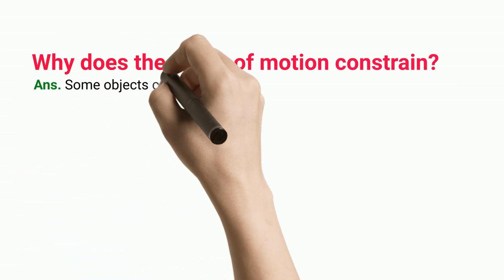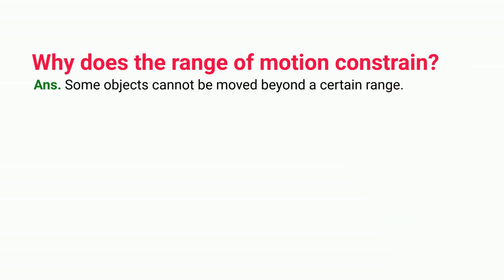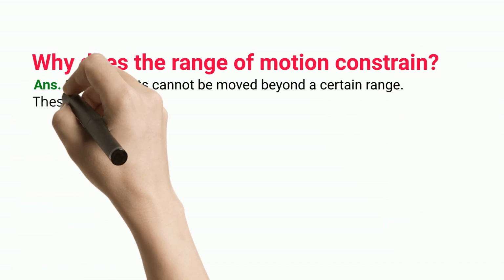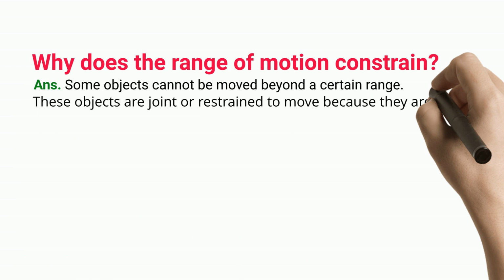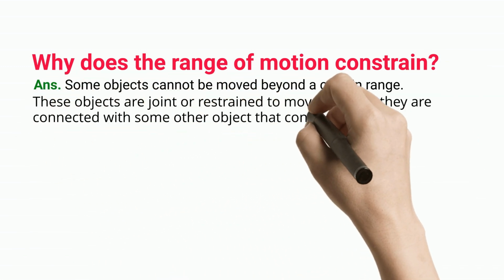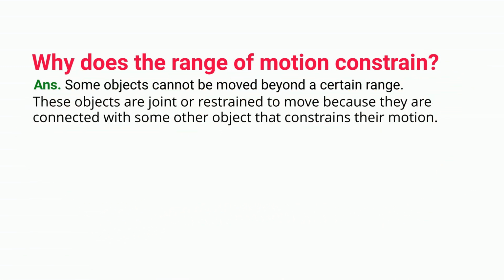Why does the range of motion constrain? Some objects cannot be moved beyond a certain range. These objects are joined or restrained to move because they are connected with some other object that constrains their motion.